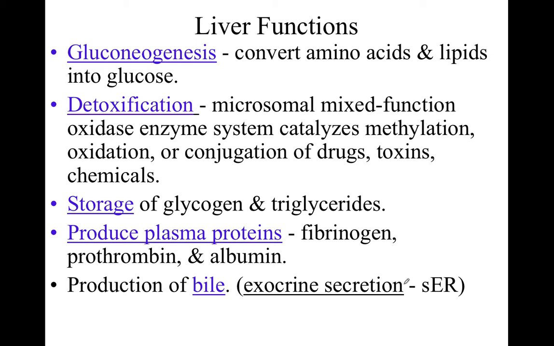The other function is the production of plasma proteins, which are fibrinogen, which is very important in blood clotting, prothrombin, and albumin. Finally, we have the production of bile, which is the exocrine function of the liver.